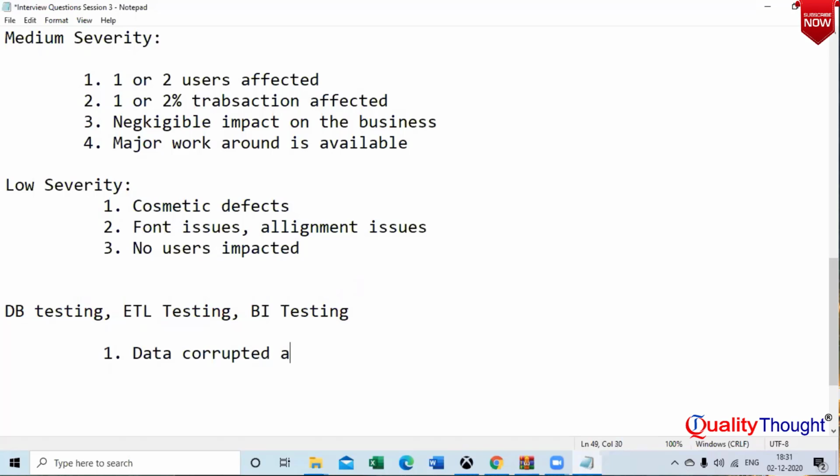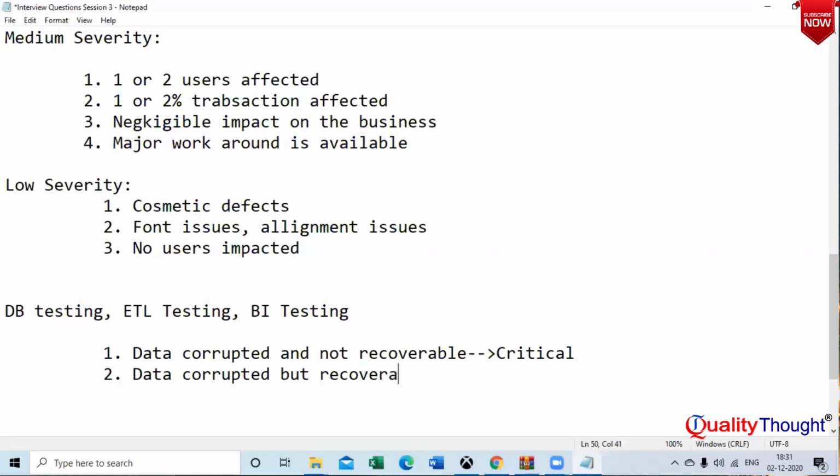Data corrupted and not recoverable: critical severity. Data corrupted but recoverable: high severity. Negligible impact on data.